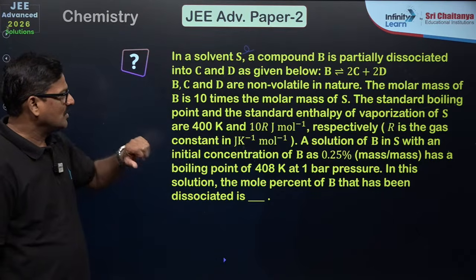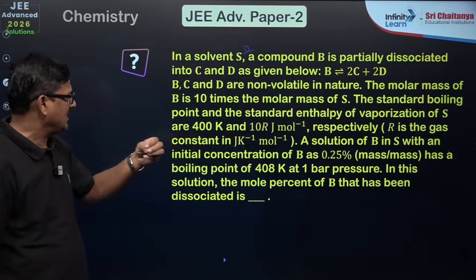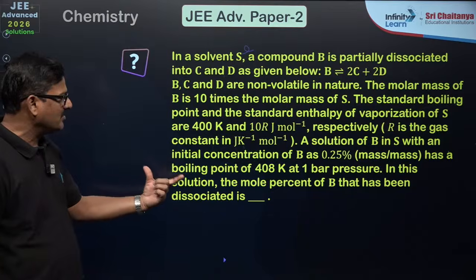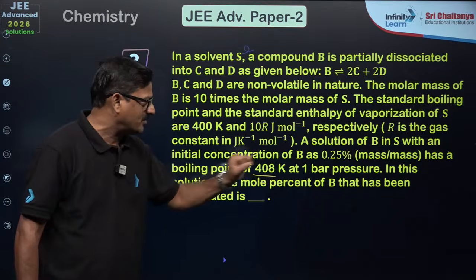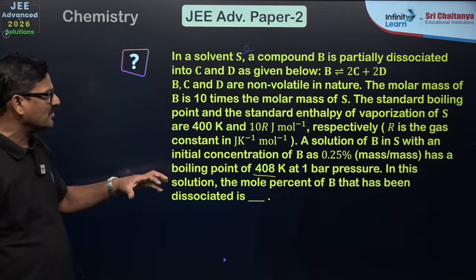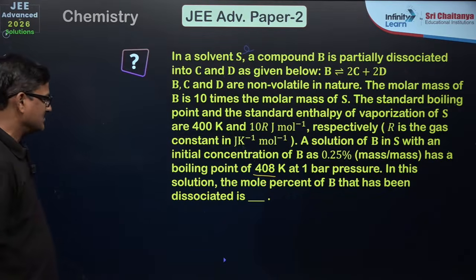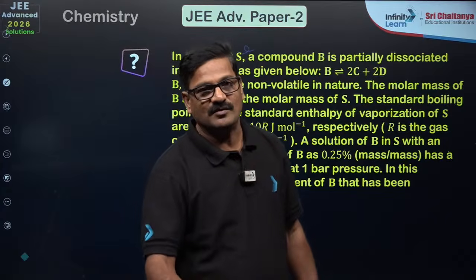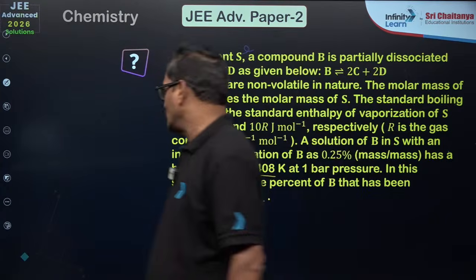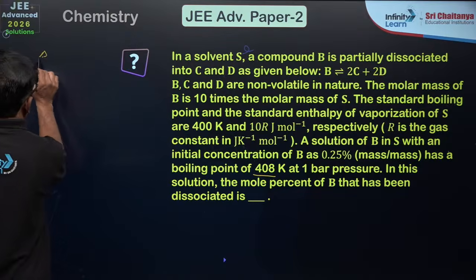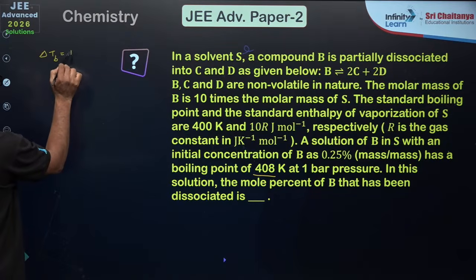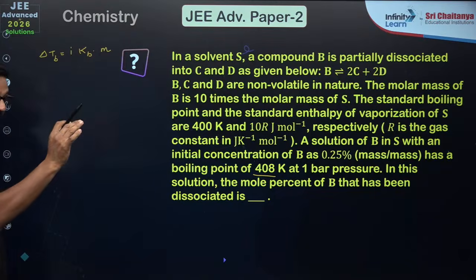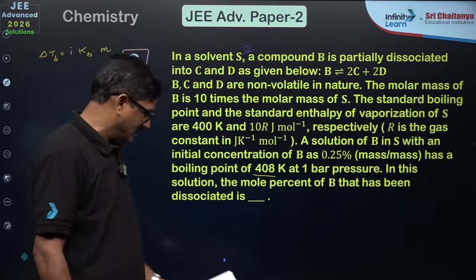And a solution of B in S with an initial concentration of 0.25 has a boiling point of 408 at 1 bar pressure. In this solution, the mole percent of B that has dissociated, we have to calculate. We want the van't Hoff factor. So it is a boiling point elevation. Delta TB is equal to i KB into molality. Let us calculate the i value based on the given data.